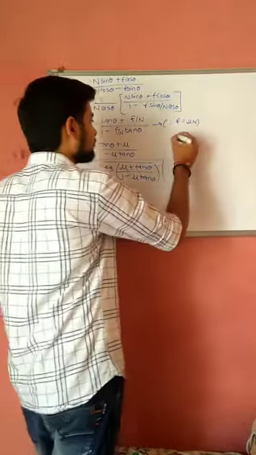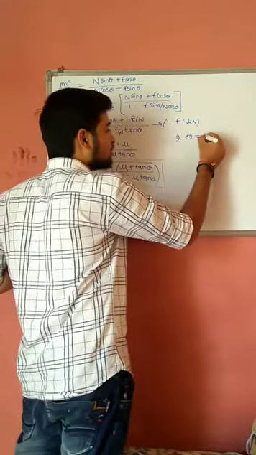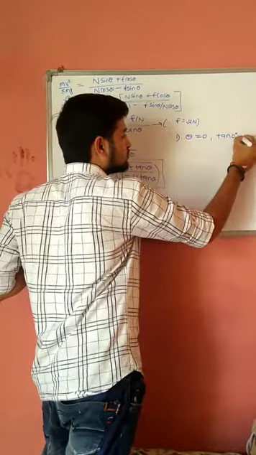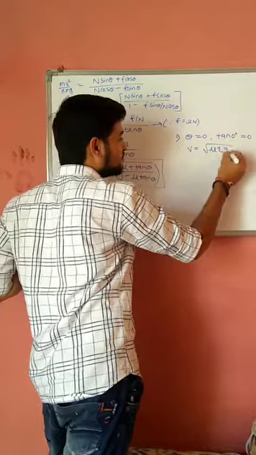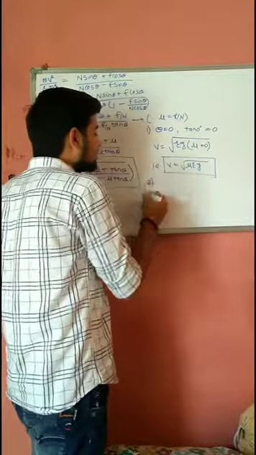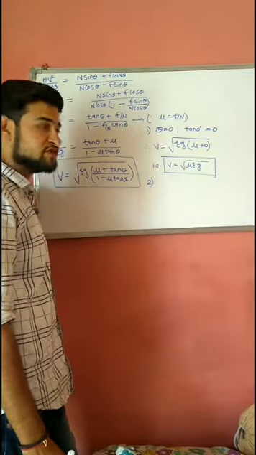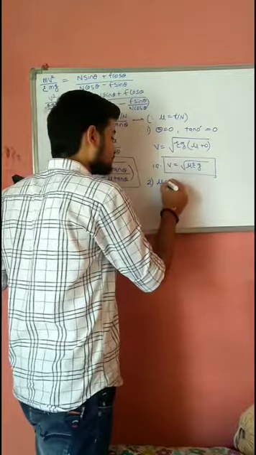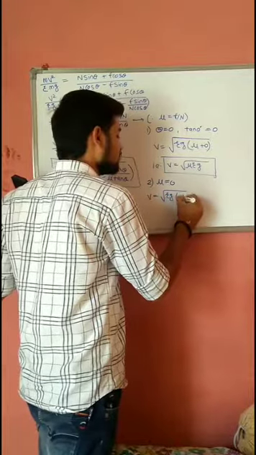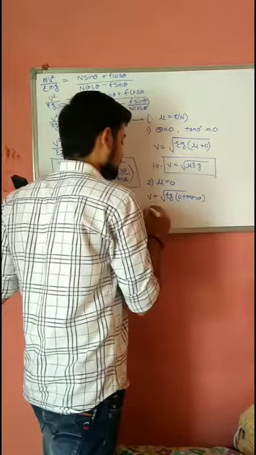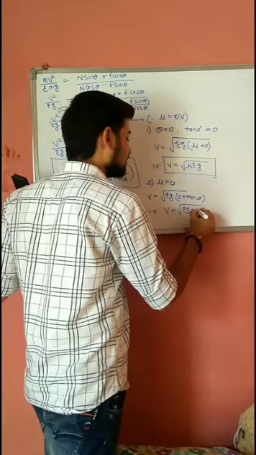When the road is horizontal, it is not banked, then theta is equal to 0 and tan 0 is equal to 0. Therefore v is equal to under root mu rg. Now the second case is when the frictional force is 0, that is when in the rainy season the road surface is wet, the frictional force is negligible, that is mu equal to 0, then v is equal to under root rg in the bracket 0 plus tan theta, that is v is equal to under root rg tan theta.